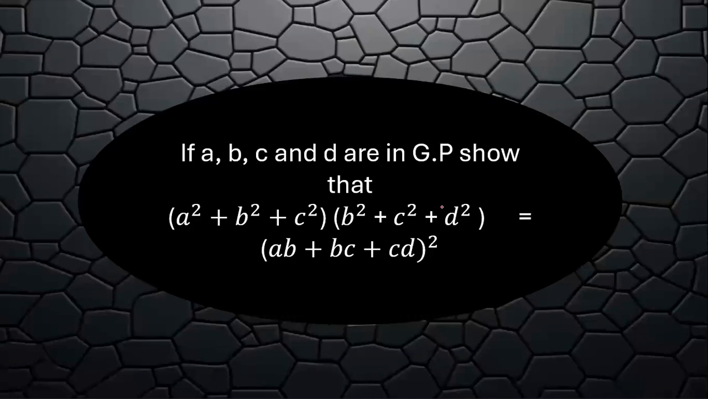So the question is that A, B, C, D are in GP. So these are the terms which are in GP. Now we have to show that this times this multiplied is equal to this whole square, right?